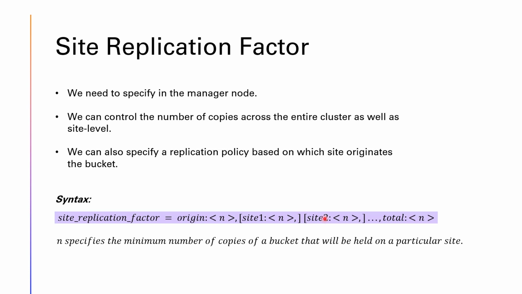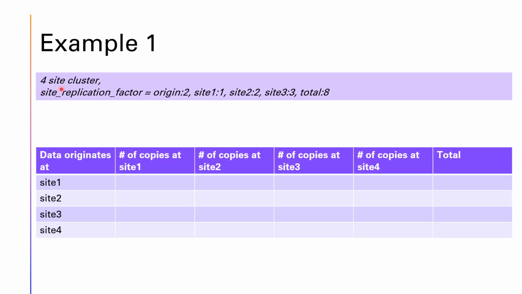So let's see the first one. Now if you see in this particular example, we are talking about a 4 site cluster, that means there are 4 sites. In the site replication factor configuration, we have given the value 2 for the origin. For site 1, we have given 1, site 2 we have given 2, site 3 we have given 3, site 4 we have not explicitly maintained any value in the configuration, and the total is 8. That means across all sites, there should be 8 copies of the data maintained, right? The minimum number of copies at least needs to be maintained, correct?